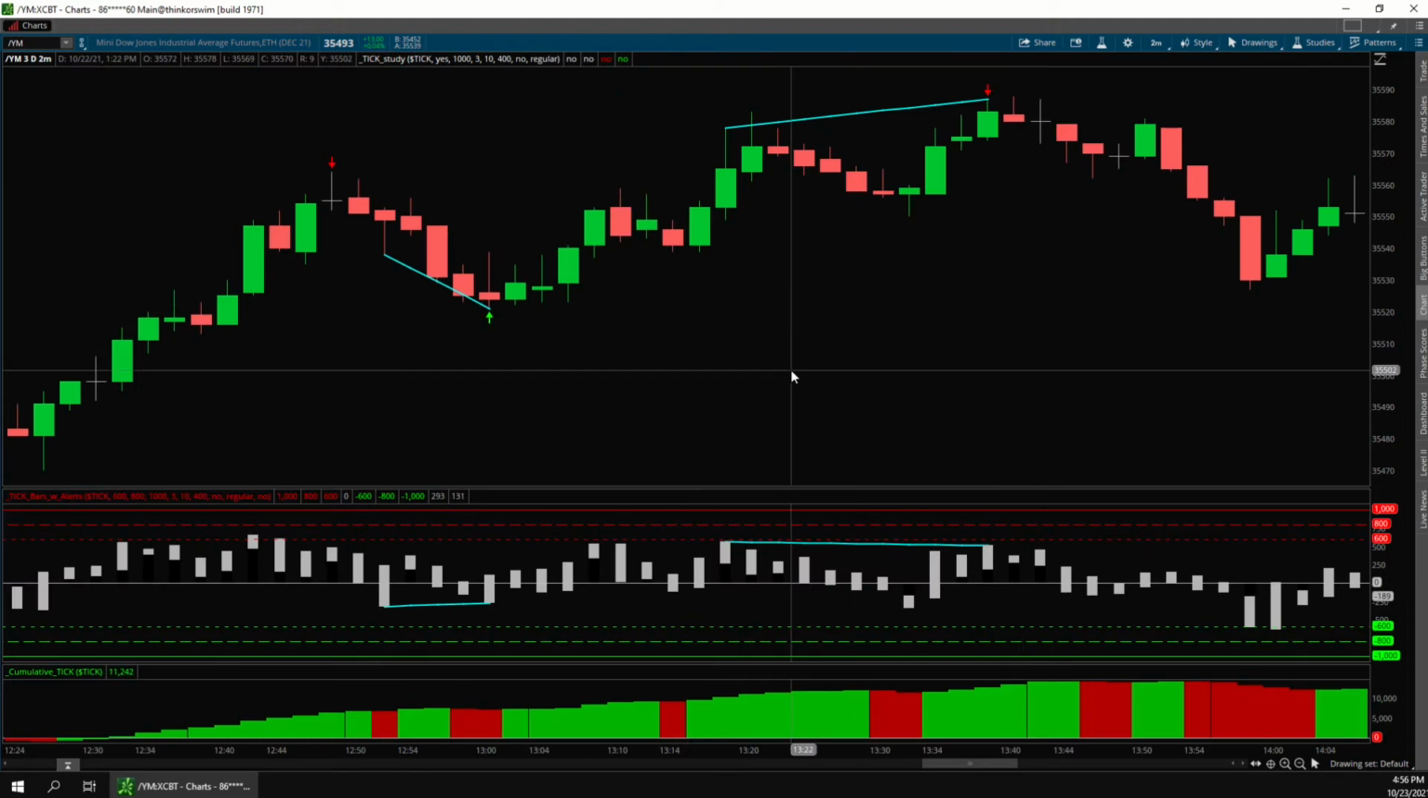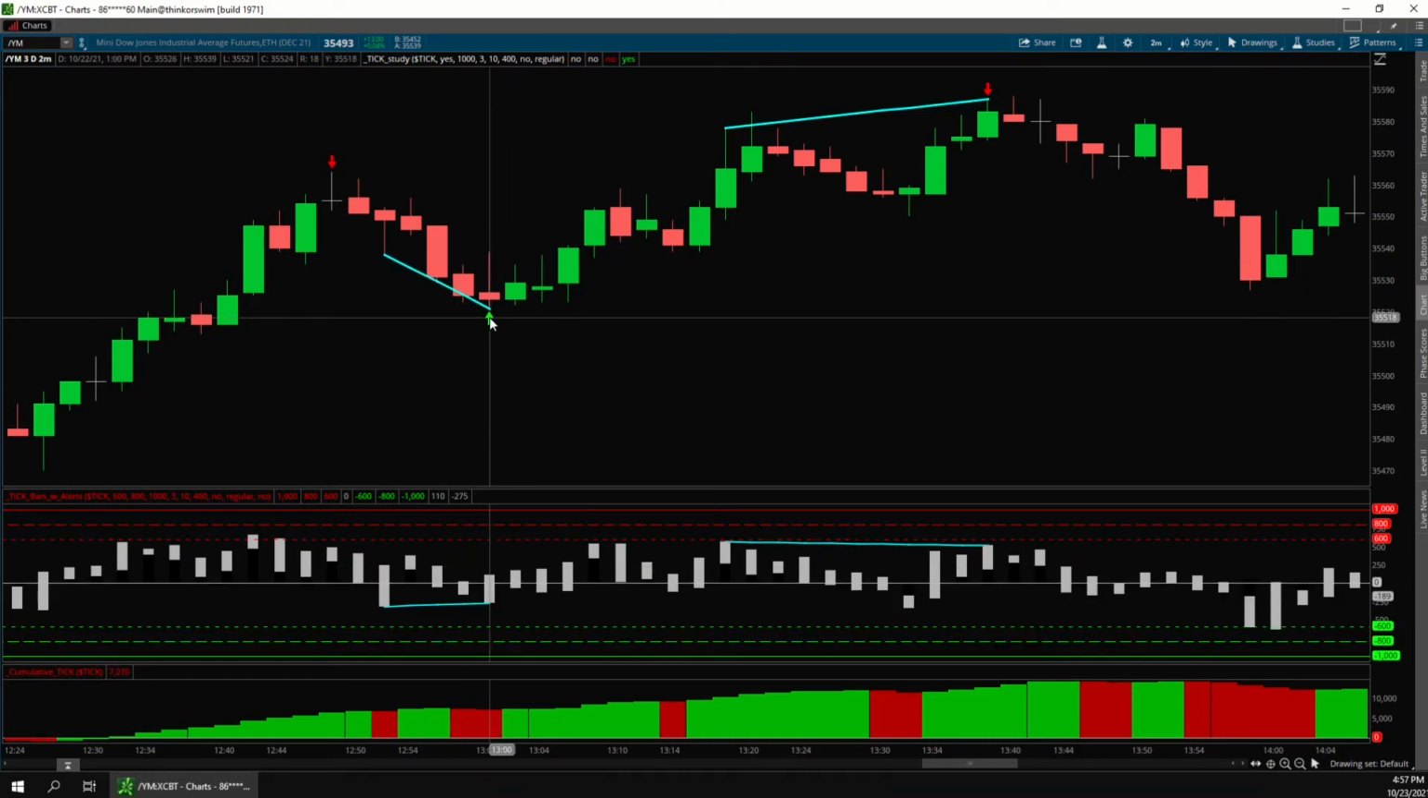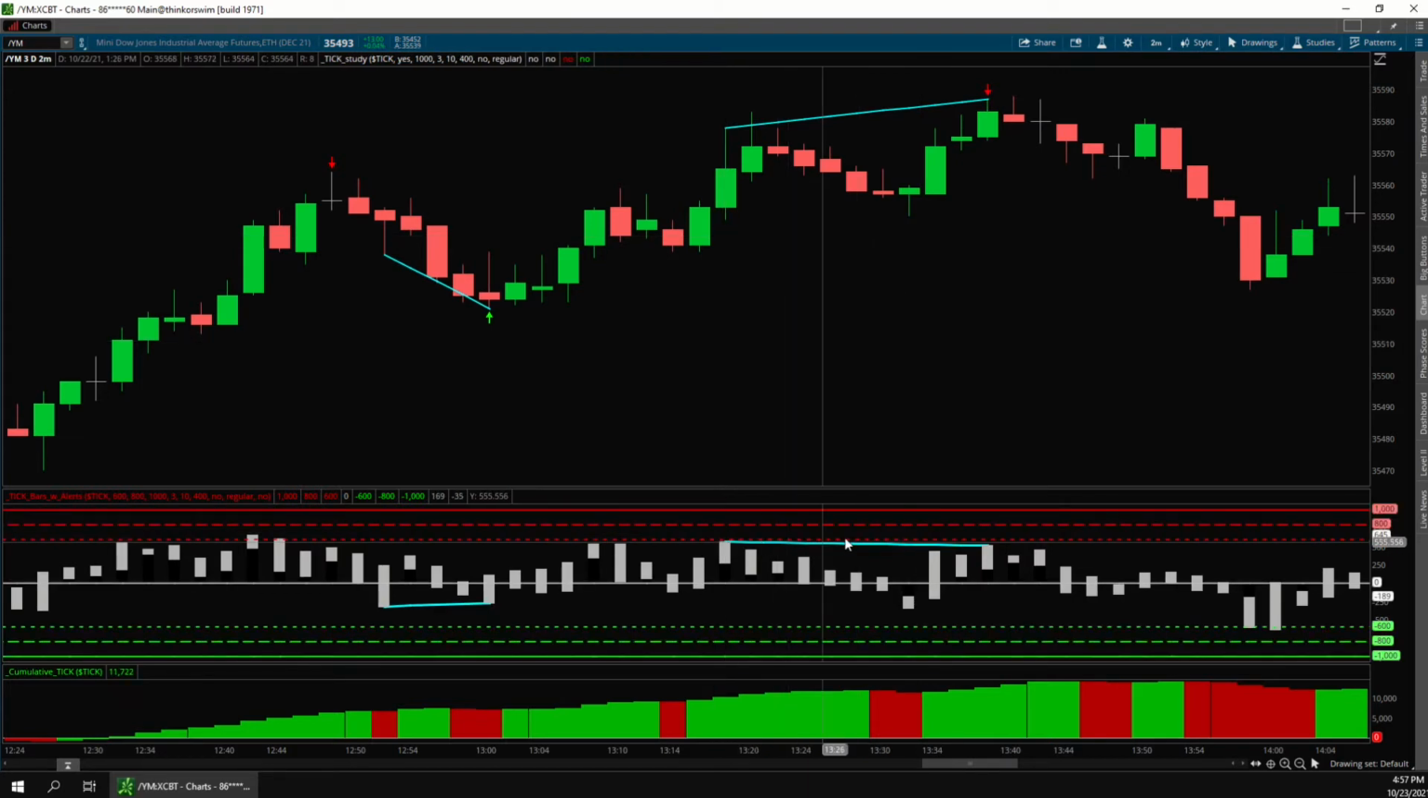We also have TICK Divergences, which are the red and green arrows. So a divergence occurs when price is making lower lows while the ticks are making higher lows. That's a bullish divergence. So we have a green arrow here. And a bearish divergence occurs when price is making higher highs while the ticks are making lower highs.